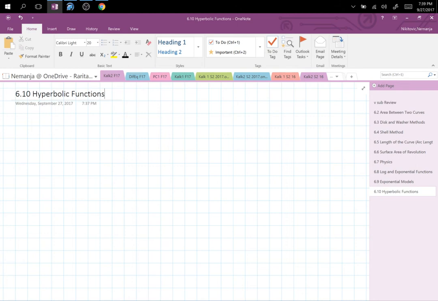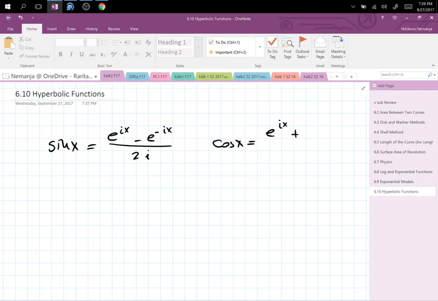One of the greatest figures in mathematics, Leonhard Euler, discovered the relationship between trigonometry and exponential functions. These formulas are not part of the lecture, but they are essential to understanding how these hyperbolic functions came about. He figured out that you can take sine x and write it as e to the ix minus e to the negative ix over 2i, and cosine x is equal to e to the ix plus e to the minus ix over 2, no i in this case.